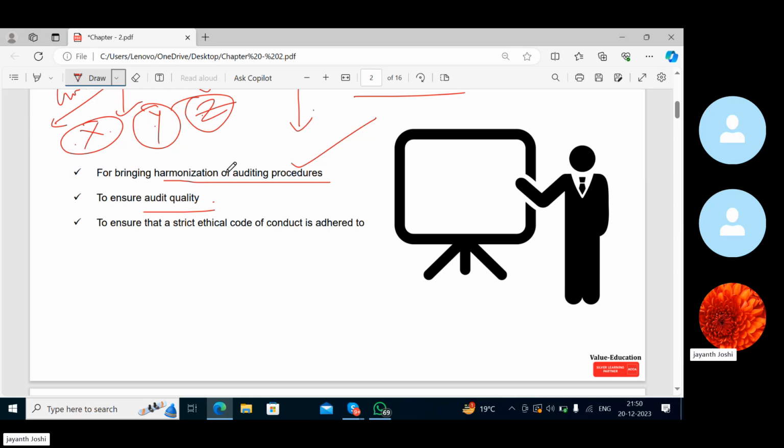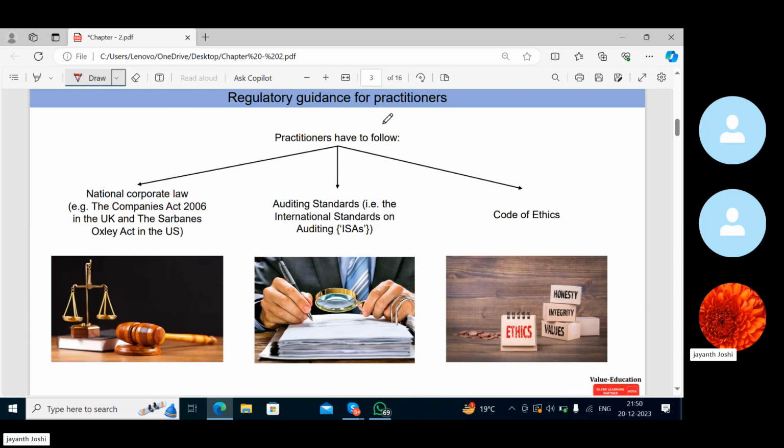And also the government wants strict ethical code of conduct to be adhered to, that means followed. Okay. Now, regulatory guidance for practitioners. Who are practitioners? The chartered accountants who are running audit firms.